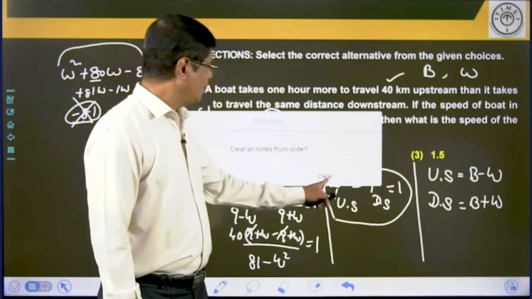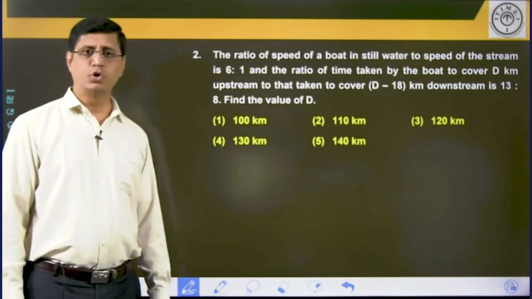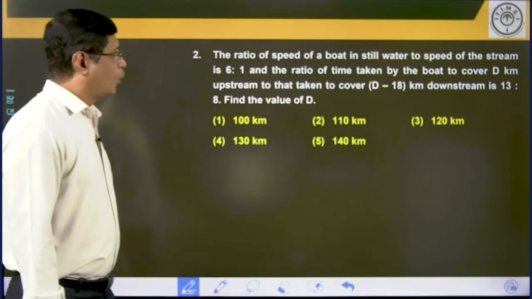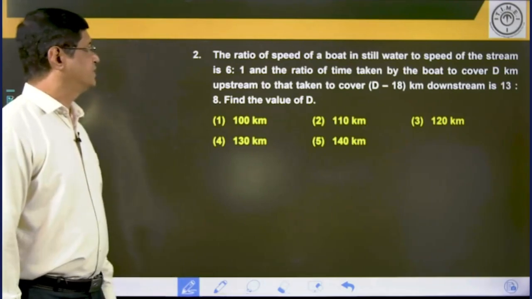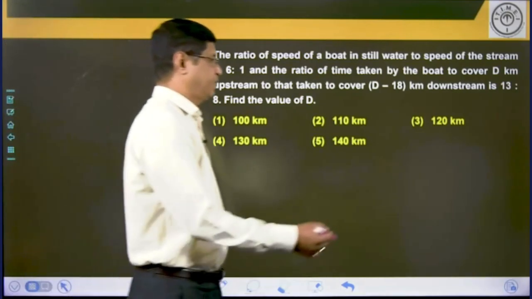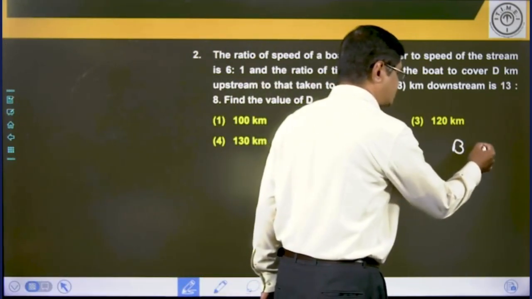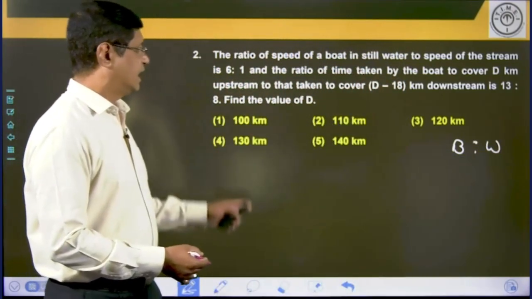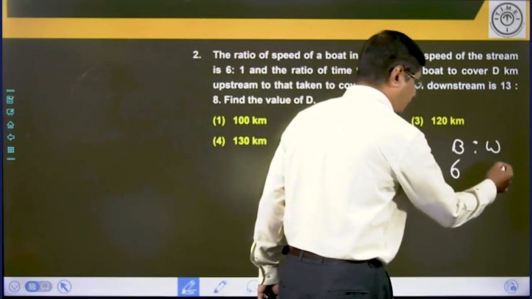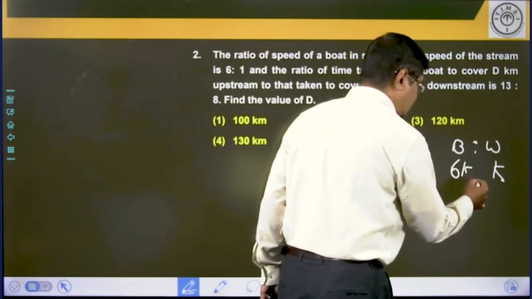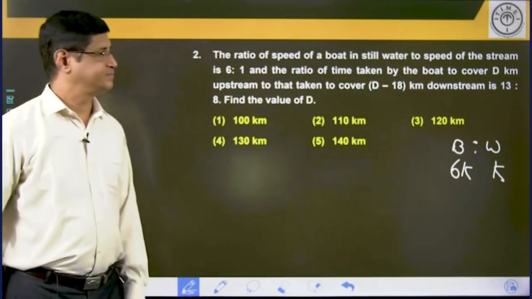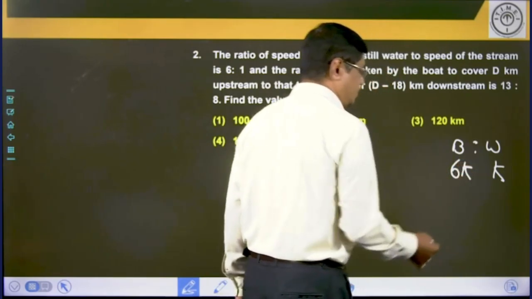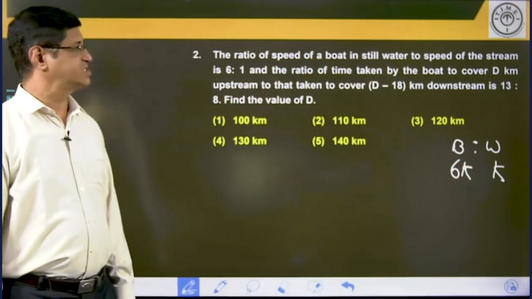Now let's move on to the next example. Question number 2. The ratio of the speed of a boat in still water to the speed of the stream is 6:1. 6:1 means here I am using 6K and 1K for the speed of the boat in still water and the speed of the stream.